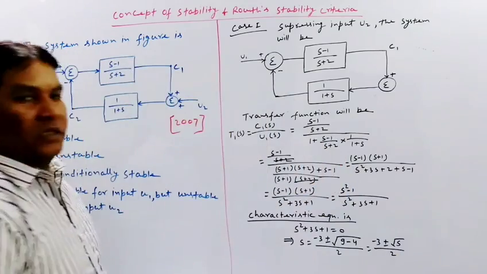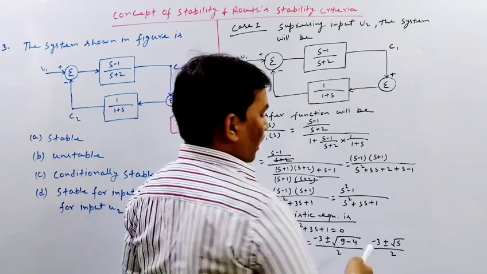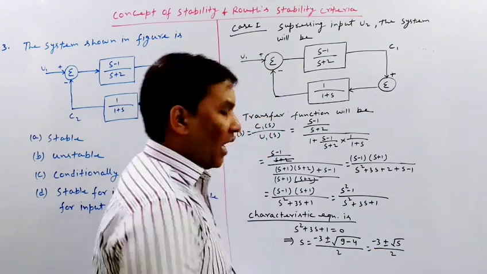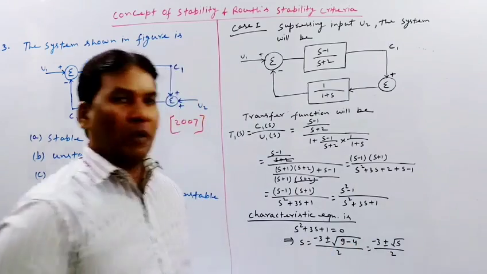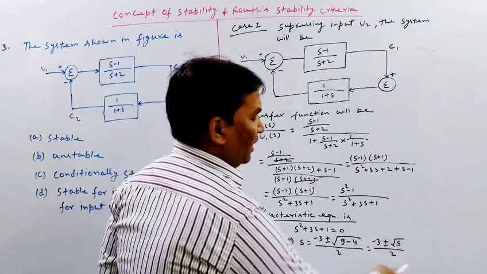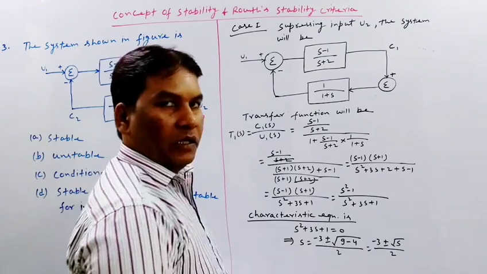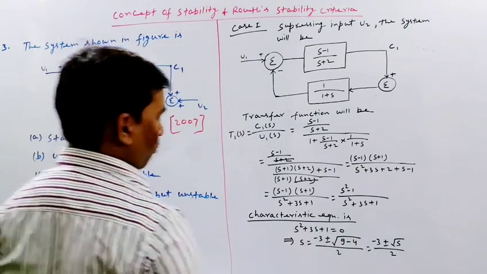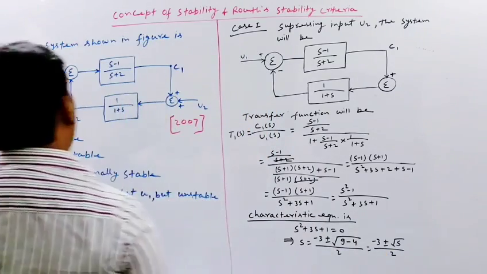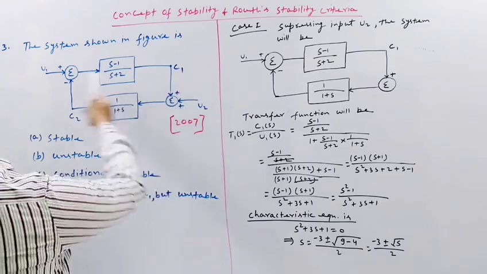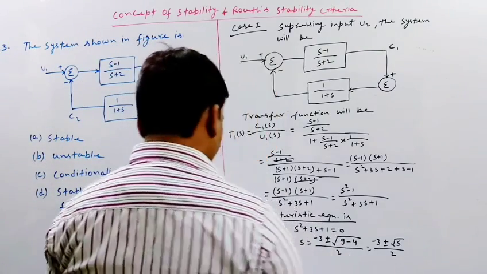Since under root 5 is less than 3, whether we add root 5 or subtract root 5, the roots will always be negative. So both the roots are lying in left half of S plane. So both the roots are negative, and so the system will be stable.